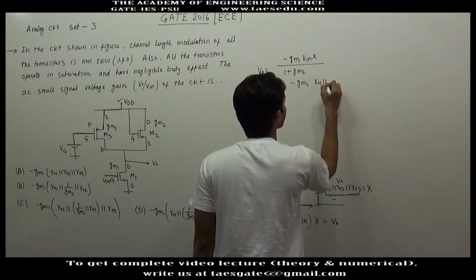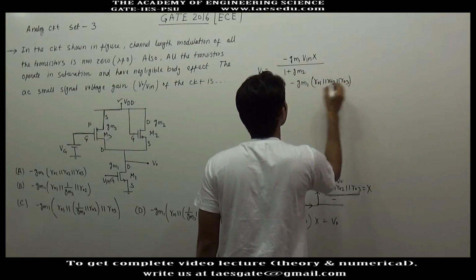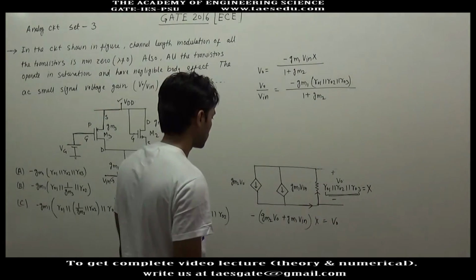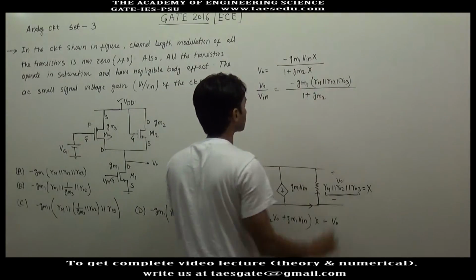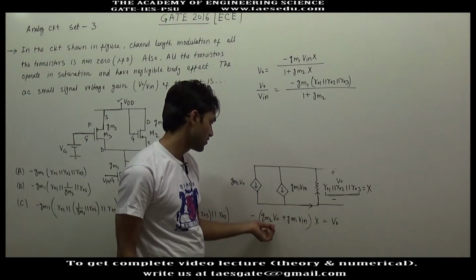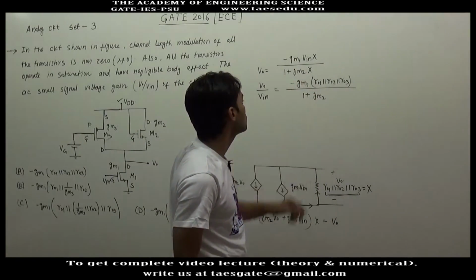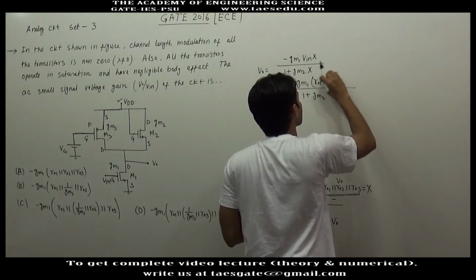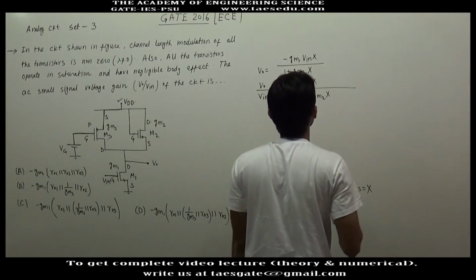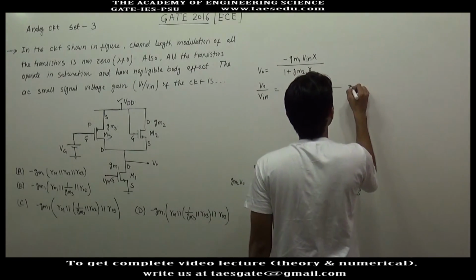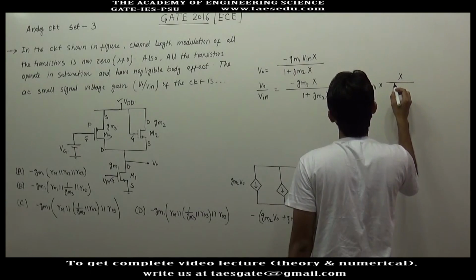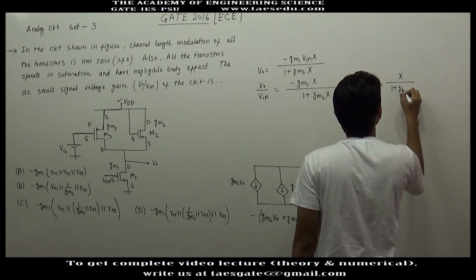X is R01 parallel R02 parallel R03, divided by 1 plus GM2. Here we will have X also. If you multiply, you will have GM2 V0 into X, and when you take V0 common, you will have GM2 into X. Let's take it as X only, the parallel combination of three resistances. So this will be minus GM1 into X divided by 1 plus GM2 into X.